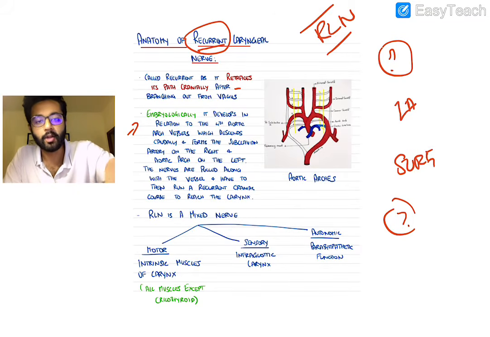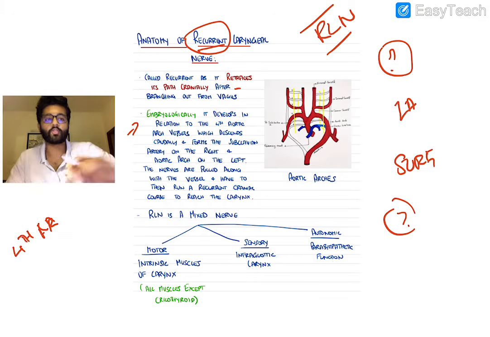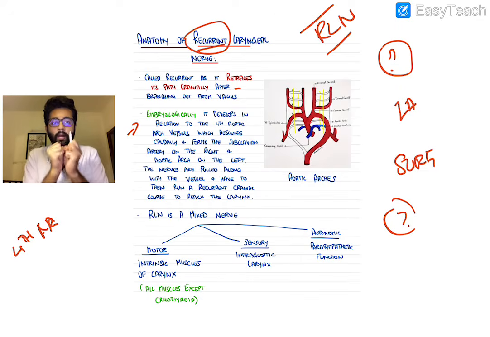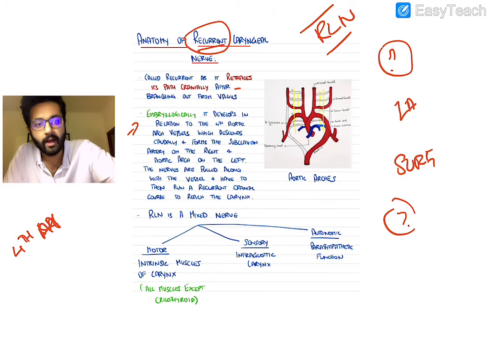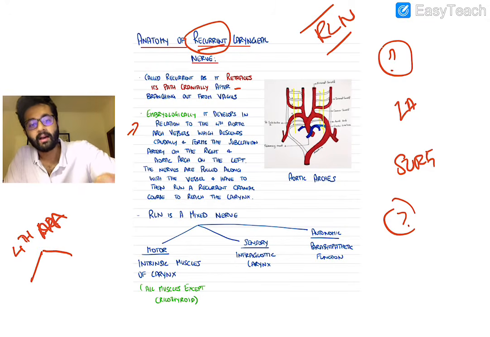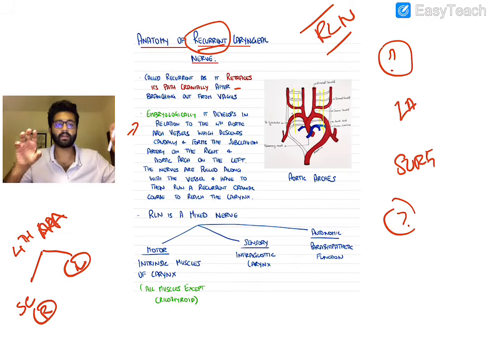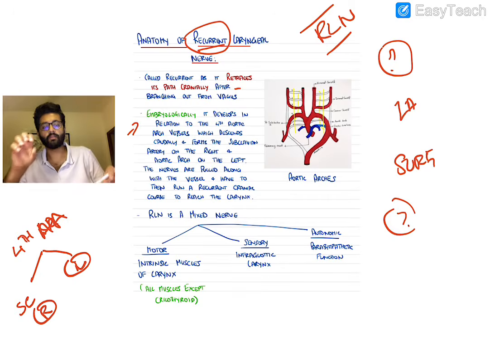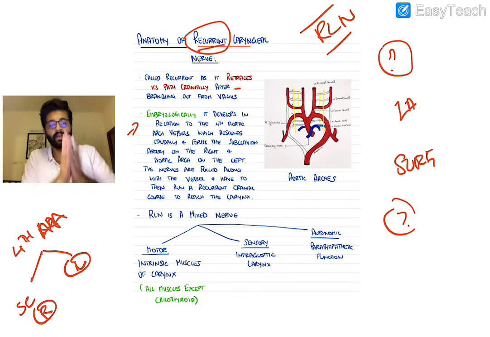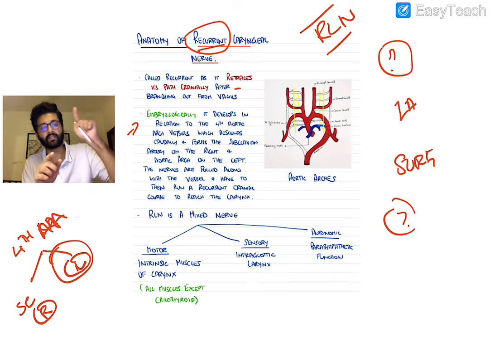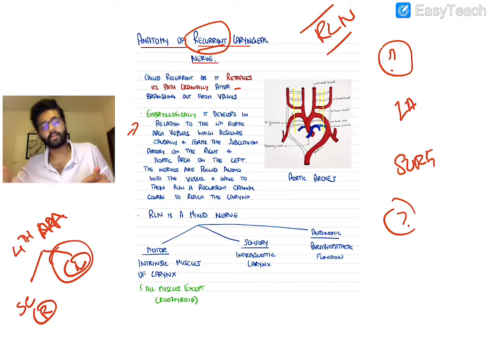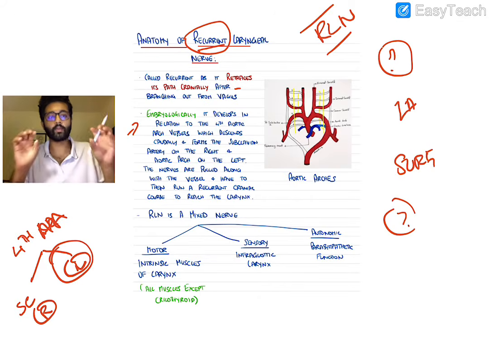All you need to know is that embryologically, the recurrent laryngeal nerve is associated with the fourth aortic arch. The fourth aortic arch gives rise to the subclavian artery on the right side, the right subclavian artery, and it forms the arch of aorta on the left side. So the left fourth arch becomes the arch of aorta, and the right fourth arch becomes the right subclavian artery. The vagus nerve is related to these. That is why the left vagus nerve coils around the arch of aorta, and the right vagus coils around the right subclavian.